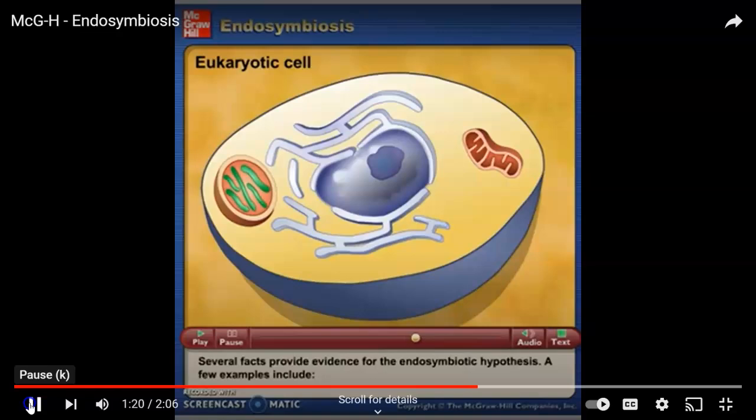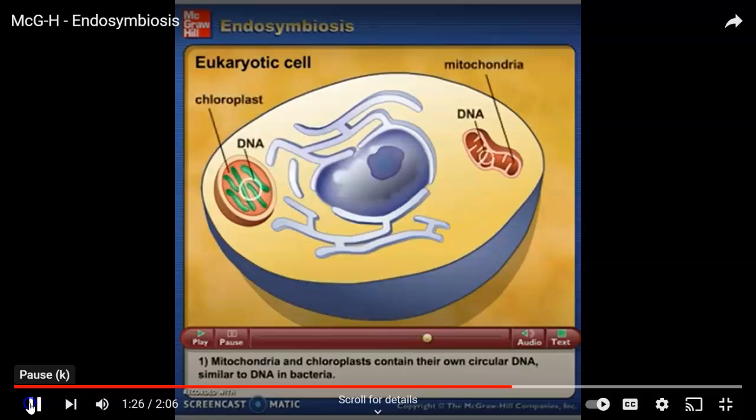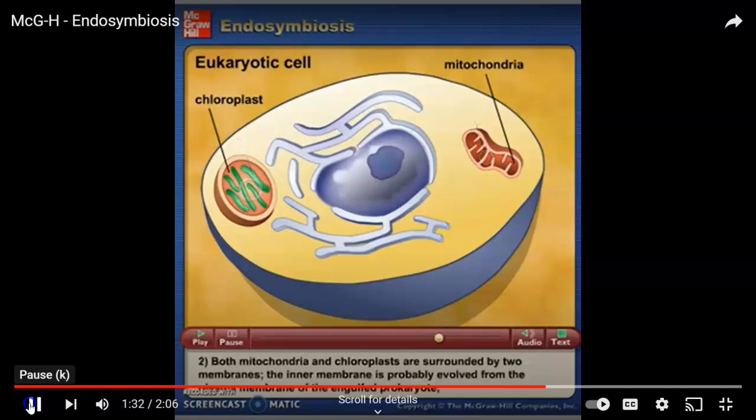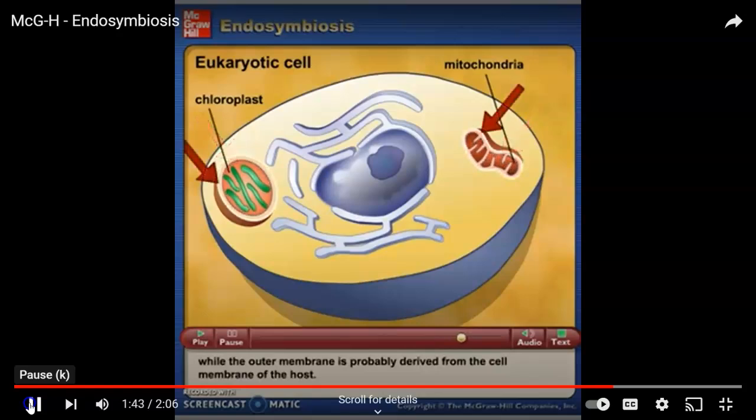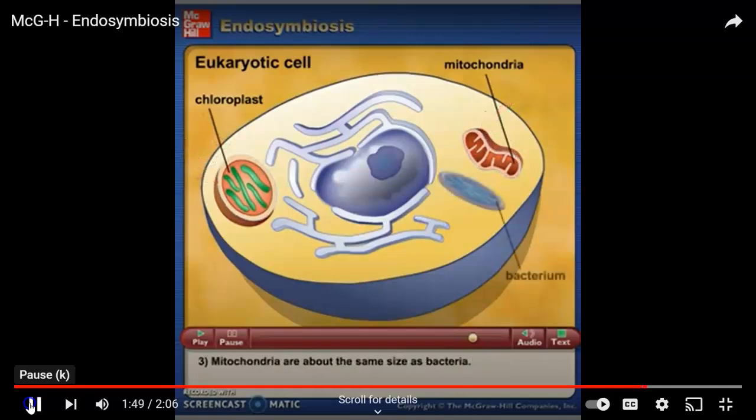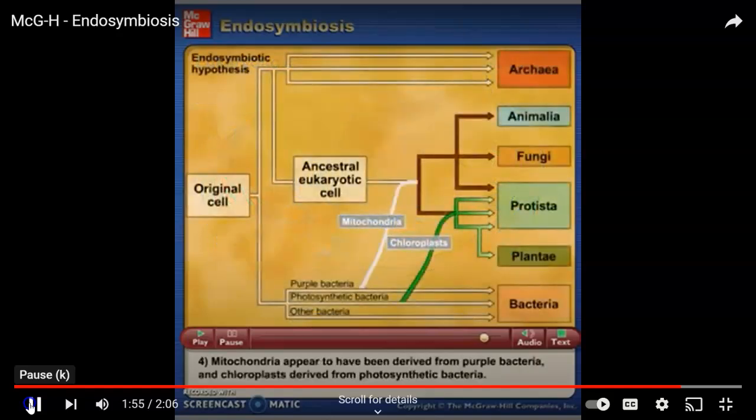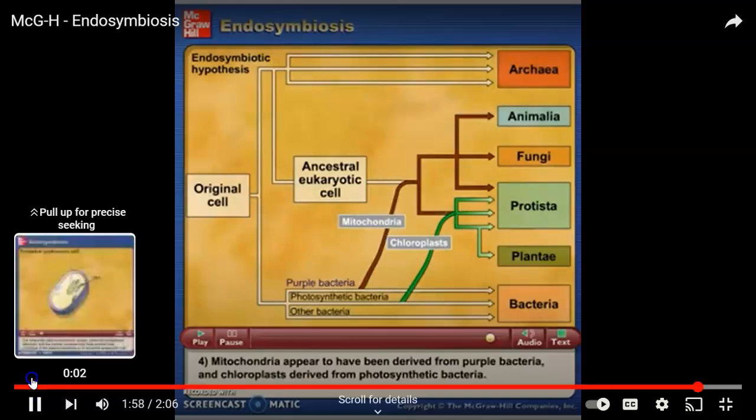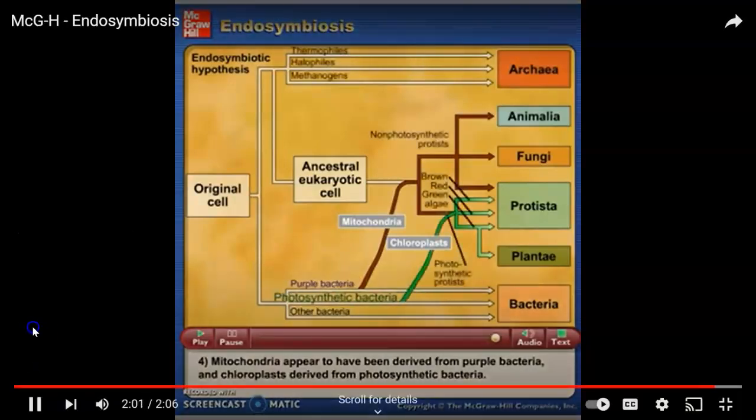A few examples include: 1. Mitochondria and chloroplasts contain their own circular DNA, similar to DNA in bacteria. 2. Both mitochondria and chloroplasts are surrounded by two membranes. The inner membrane probably evolved from the plasma membrane of the engulfed prokaryote, while the outer membrane is probably derived from the cell membrane of the host. 3. Mitochondria are about the same size as bacteria. 4. Mitochondria appear to have been derived from purple bacteria, and chloroplasts from photosynthetic bacteria.